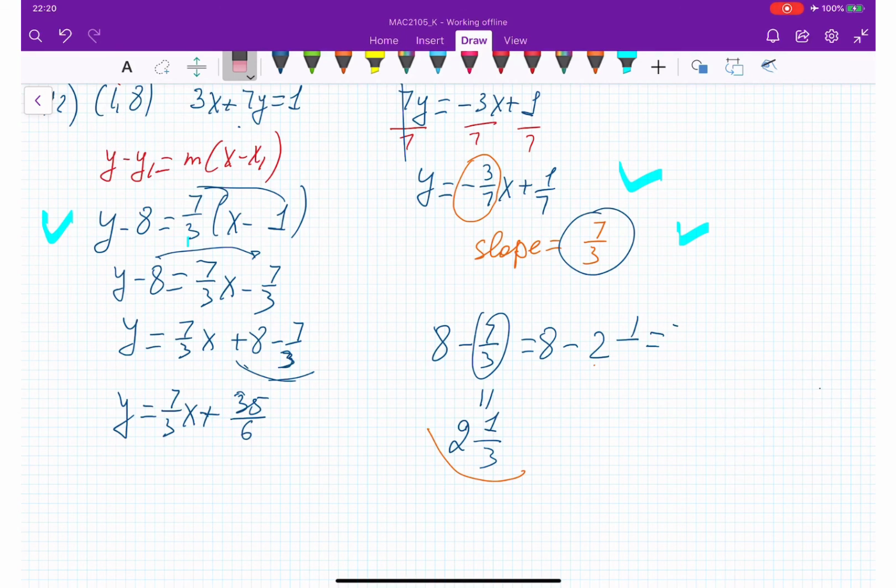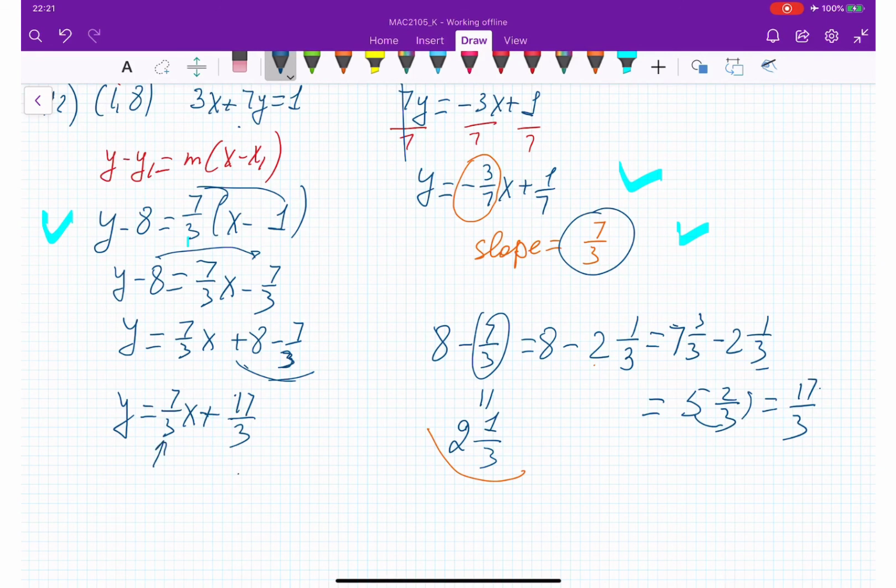Alright, so it's going to be minus 2 and 1/3, which means here I will have 7 and 3 over 3 minus 2 and 1/3. I'm using the same denominator, and I will get 5 and 2/3. So 5 times 3 is 15, 15 plus 2, it will be 17 over 3. Alright, so let me clean this. It's going to be y equals 7 over 3x plus 17 over 3. Okay, so this is slope intercept form, because it shows here the slope and it shows here the intercept.